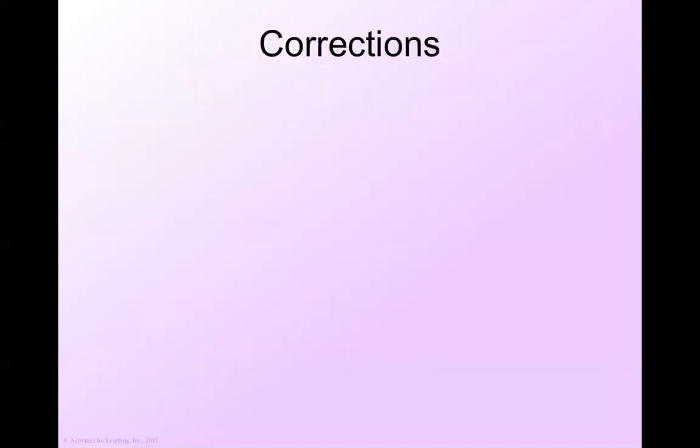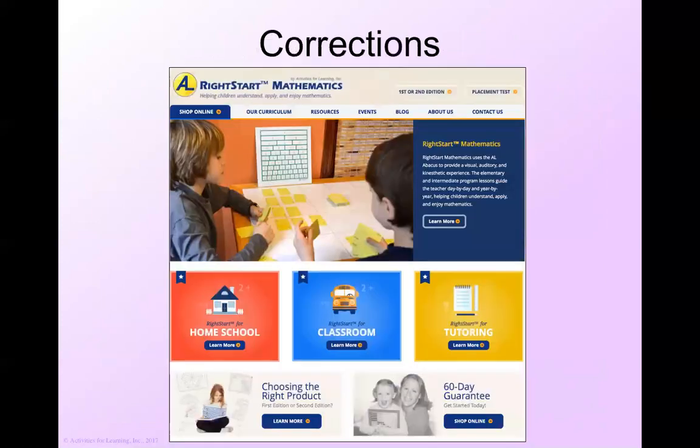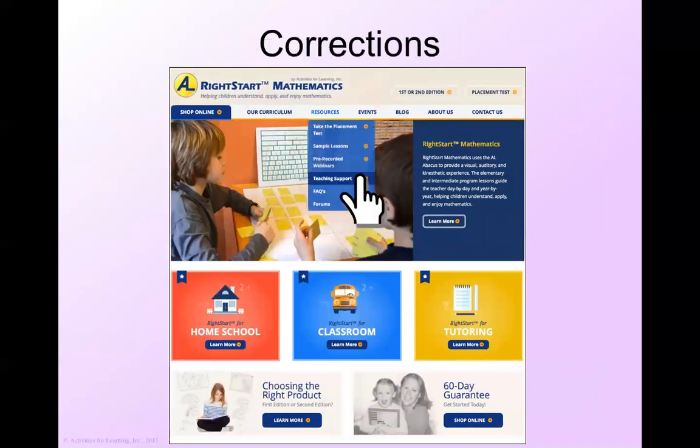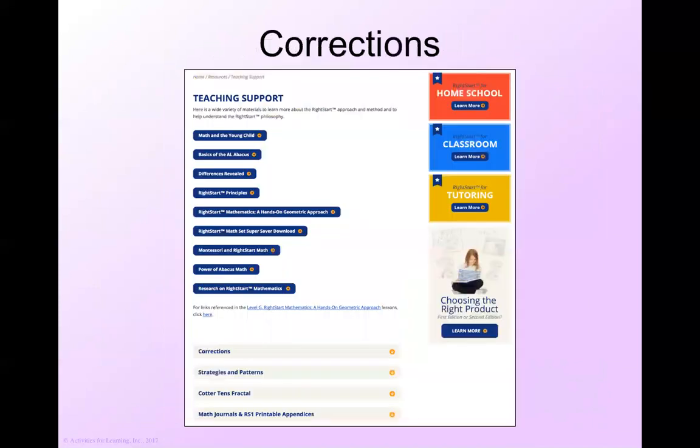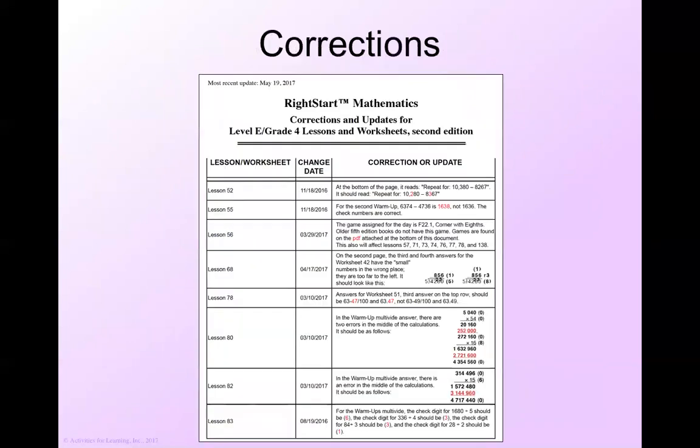Okay, corrections. If there's any corrections that we find, a typo or something that makes something clearer, it's going to be posted online for you. So you can come to RightStartMath.com, come to the Resources tab, pull down, and you'll see Teaching Support. Click on there, and then if you come down the page, you'll see Corrections. Under Corrections, you'll see all the different levels. We're going to come down to E. And here's our corrections page.